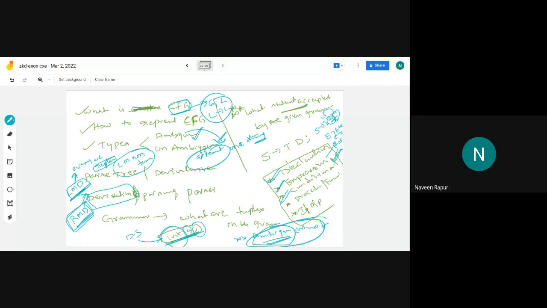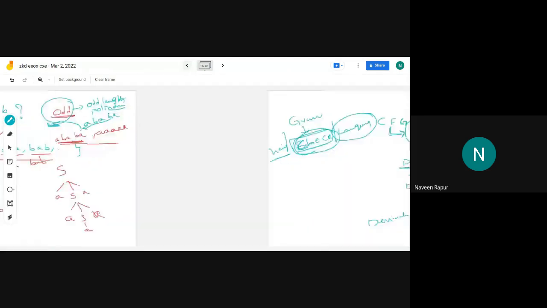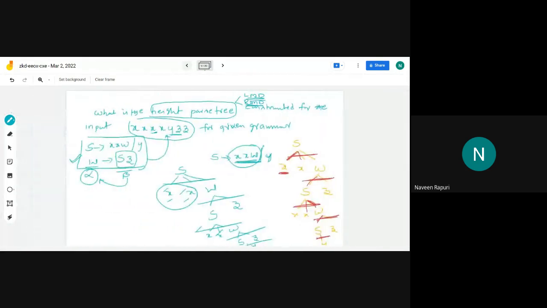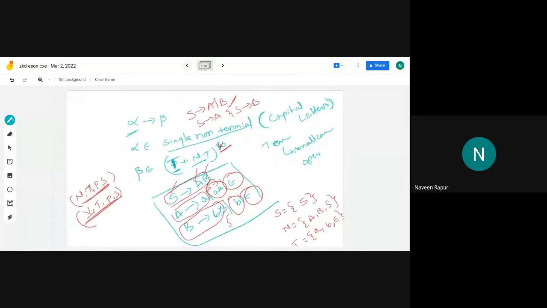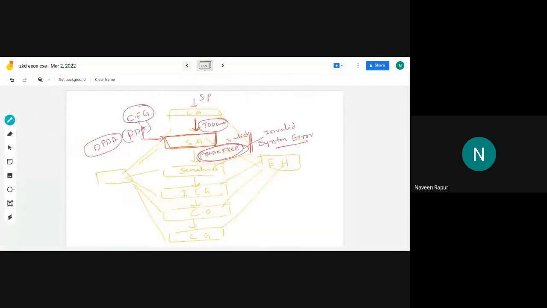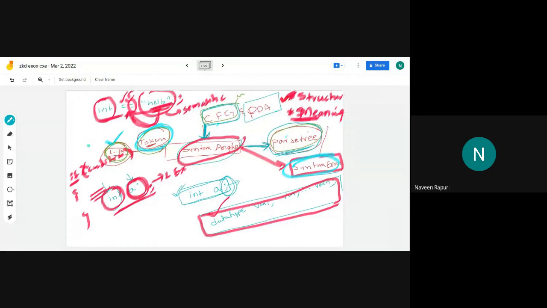In the next class, I will explain about the PDA. Before moving to the problems, we have one more concept, that is PDA. Here we discussed lexical analysis, tokens, and the syntax analyzer. The syntax analyzer is nothing but the parser. The parser generates the parse tree, and that process is called parsing. So we know about context-free grammars and about the parse tree.